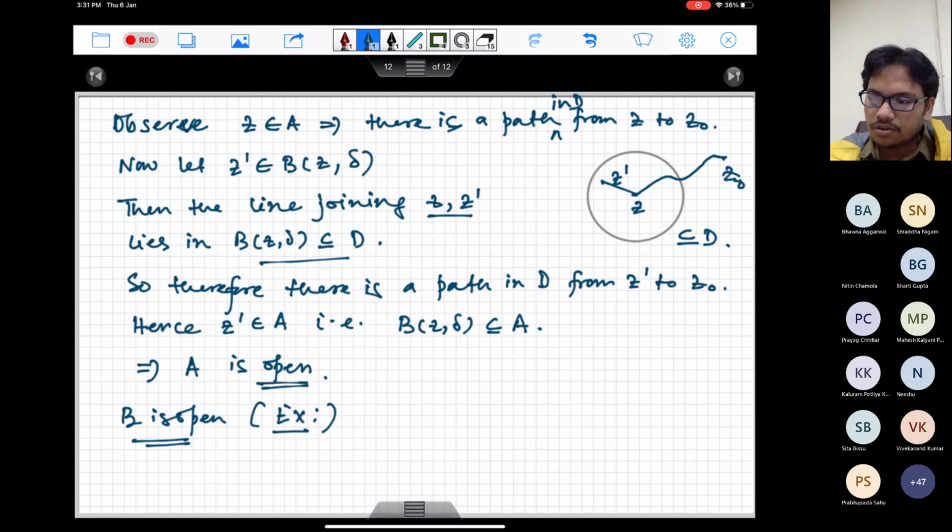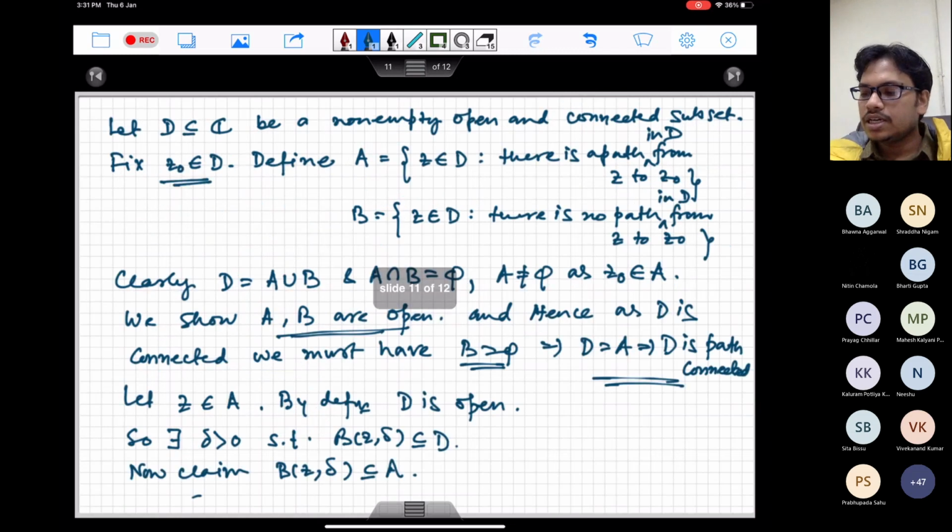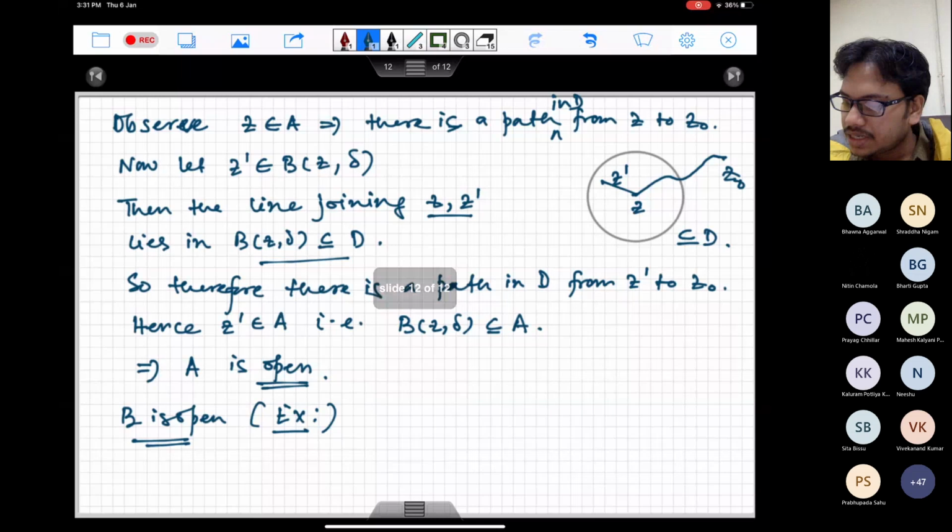So you will be able to show that B is also open, and once A and B are open, just use connectedness to say that A is equal to D, and A equal to D implies D is path connected. Fine, so please complete this proof.